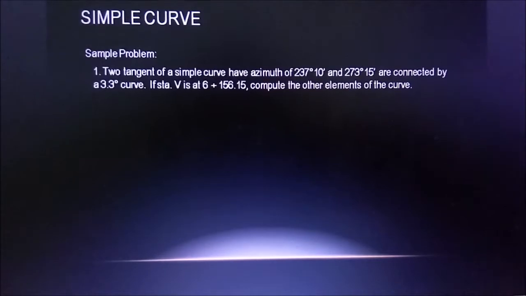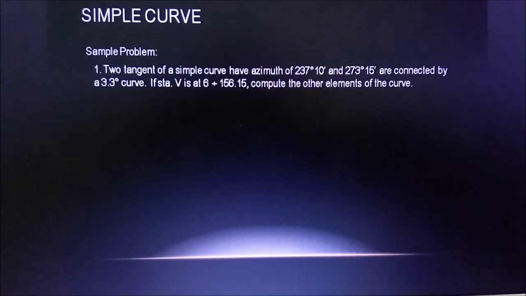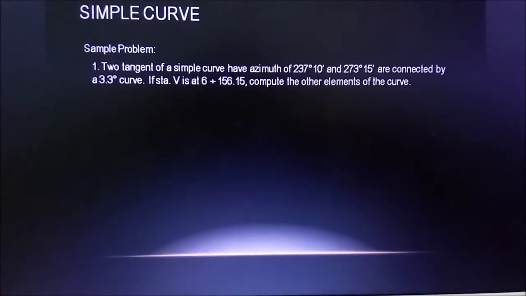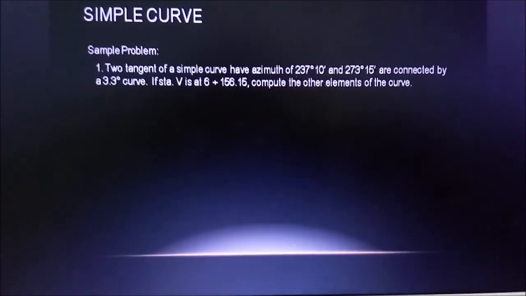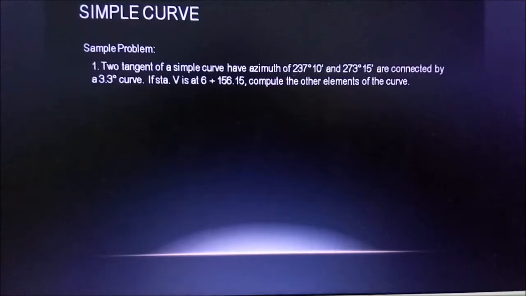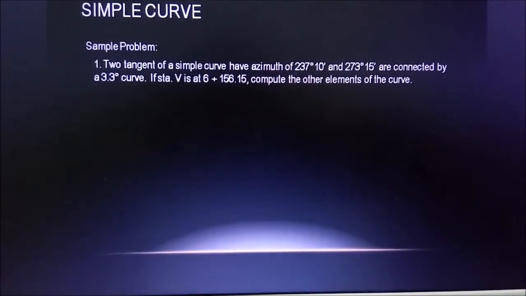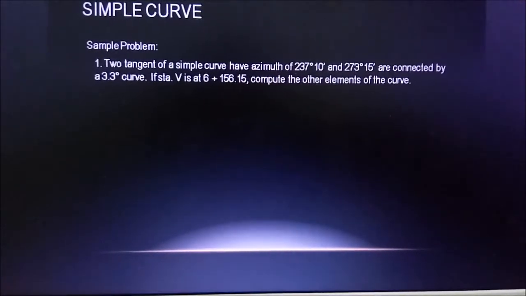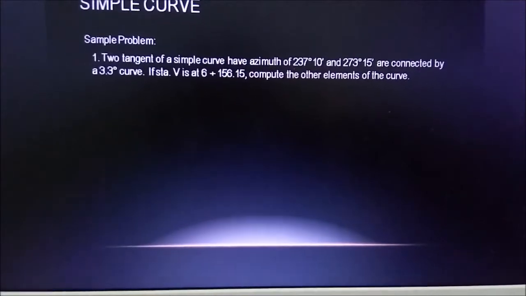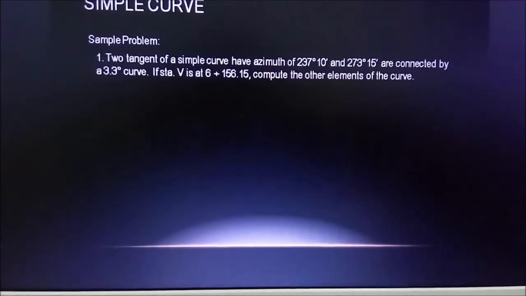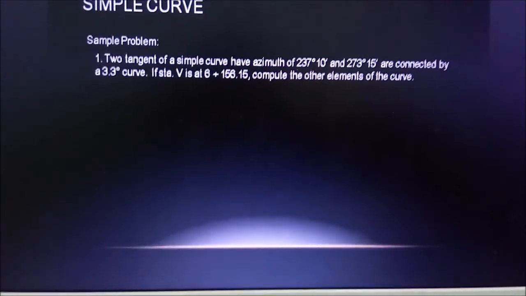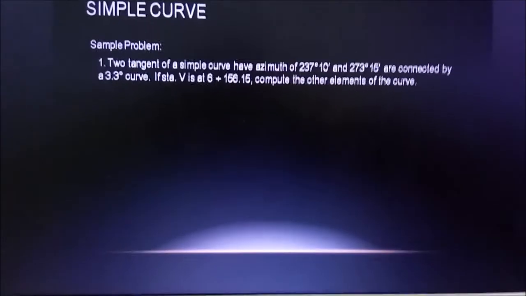Two tangents of a simple curve have azimuths of 237 degrees 10 minutes and 273 degrees 15 minutes and are connected by a 3.3 degree curve. If station V is at 6 plus 156.15, compute the other elements of the curve.